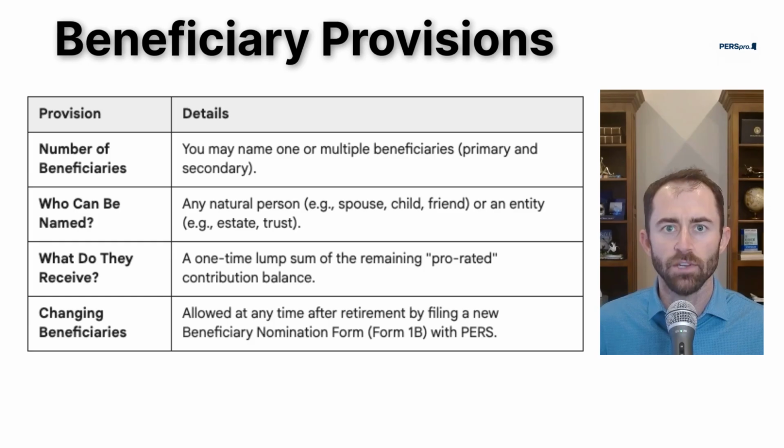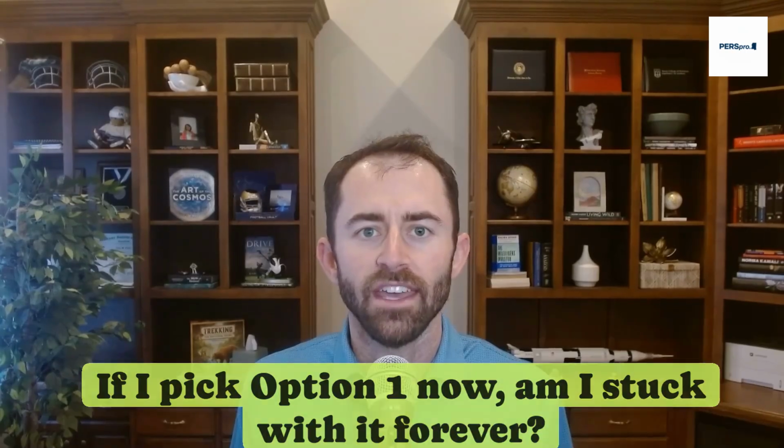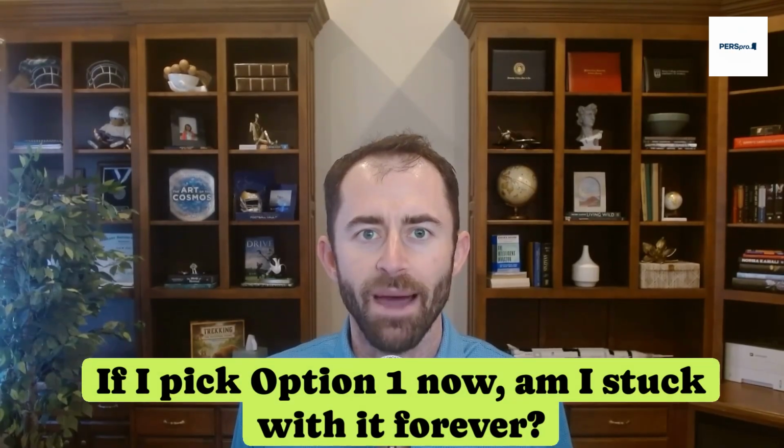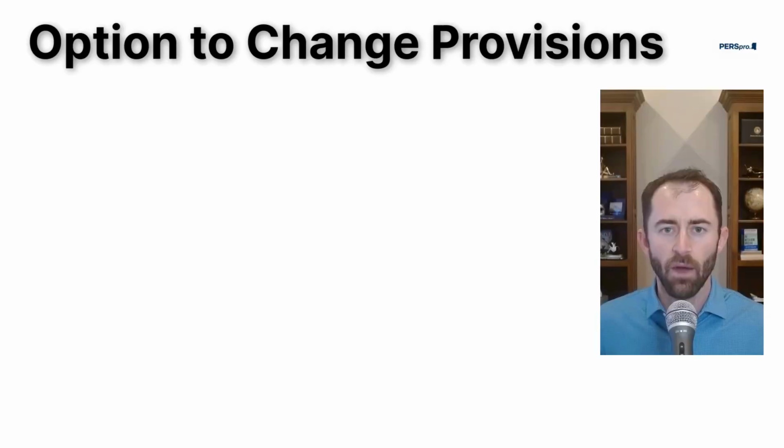Can you make changes to your beneficiary? You can change your beneficiary at any time after retirement under option 1 by filing a beneficiary nomination form, Form 1B, with PERS. Common question: if I pick option 1 now, am I stuck with it forever? Generally, your choice is irrevocable once you start receiving your retirement benefit. However, there is a pop-down provision that applies.